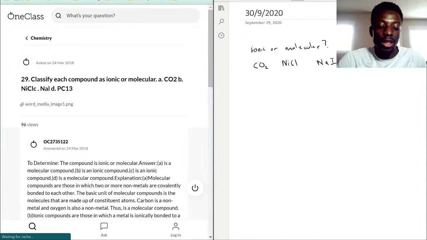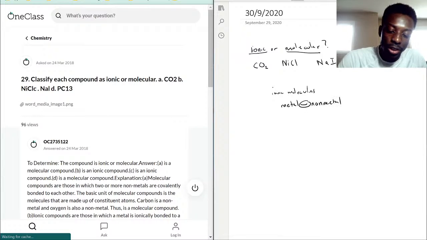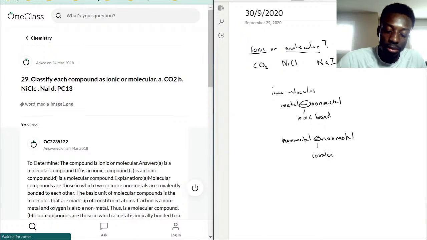So let's break down what it means to be ionic and what it means to be molecular. Ionic compounds are when two elements, a metallic element and a non-metallic element, are bonded together. When those two bond, they form an ionic bond. So metal bonded with non-metal, and this bond right here is an ionic bond. And now with a molecular compound, it's when it's a non-metal and non-metal bonded together, and that right there is a covalent bond. Okay, so that's how it breaks down, and now I want you to classify them.